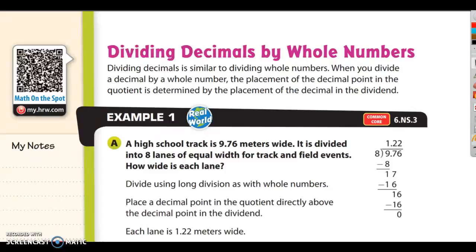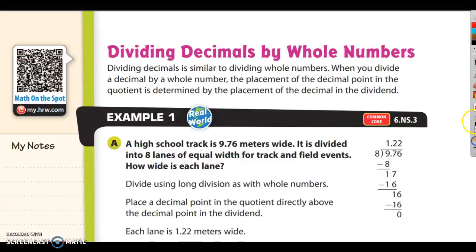So let's name a few things here before we get started. It might be a good idea for you to try to memorize this. The dividend goes here. The divisor goes here. And this is the quotient. So we have some names. And so this problem is 9 and 76/100ths, and that's going to get divided by 8, and we're going to look for a quotient.